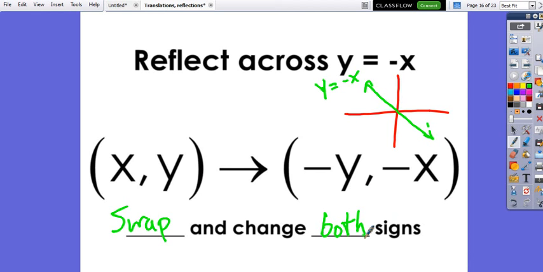Now, this can be a little confusing. What I recommend is that you change both signs and then swap them. Now, what rule is this? When we reflect across y equals -x, this is our fourth reflection rule. So again, if you had to memorize these things, I've always let my students have a little index card with the rules on it or use their notes. I still have students that struggle with this because they don't use the rules.